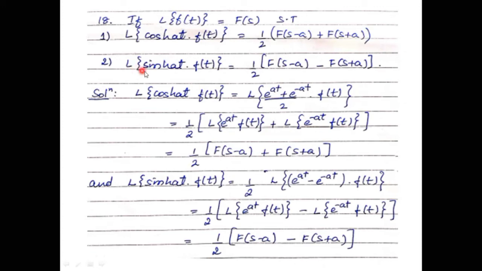Similarly, for Laplace transform of sine hyperbolic at into f of t, here also I have written sine hyperbolic at in exponential form and taken that half outside. Again using the property of linearity, I can split these terms like this. And again Laplace transform of e power at f of t is F of s minus a, minus Laplace transform of e power minus at f of t, which is F of s plus a. In place of a, I am having minus a, so it is F of s plus a. So this is how you will get it.